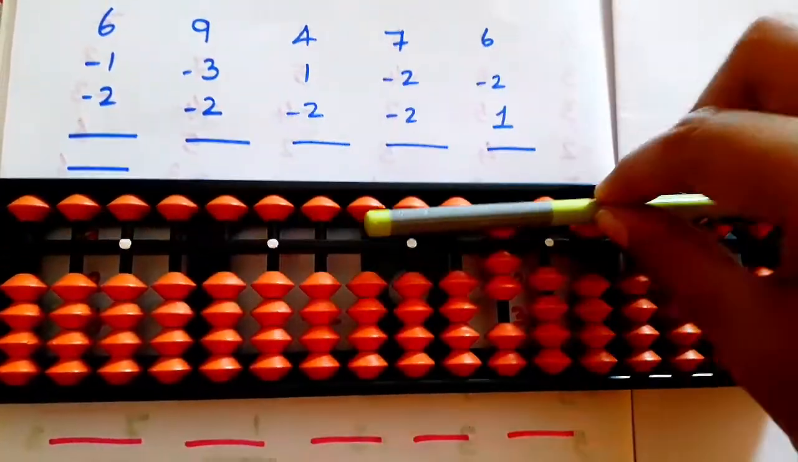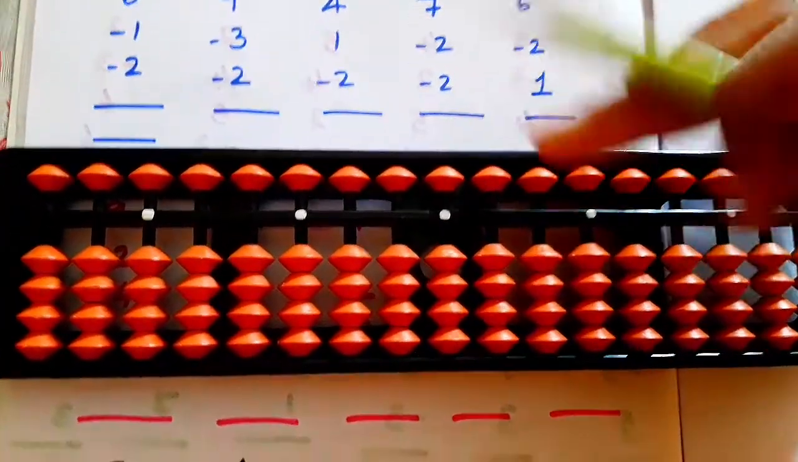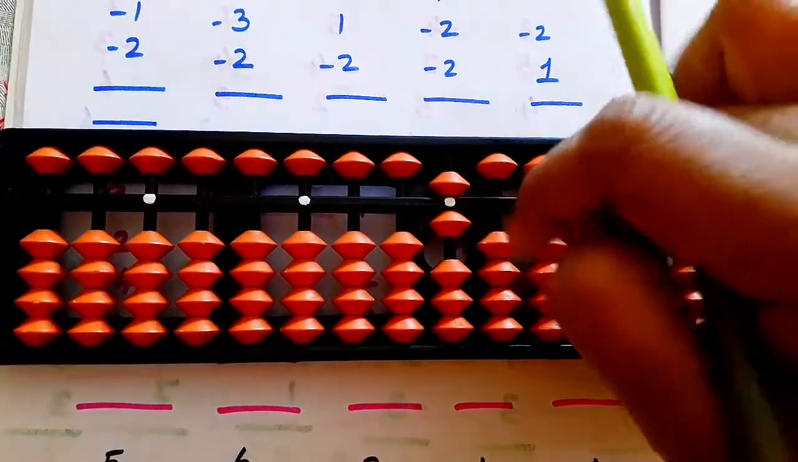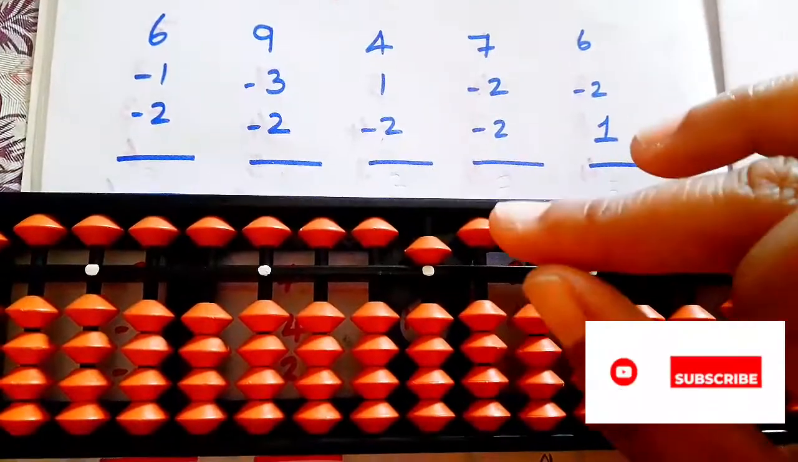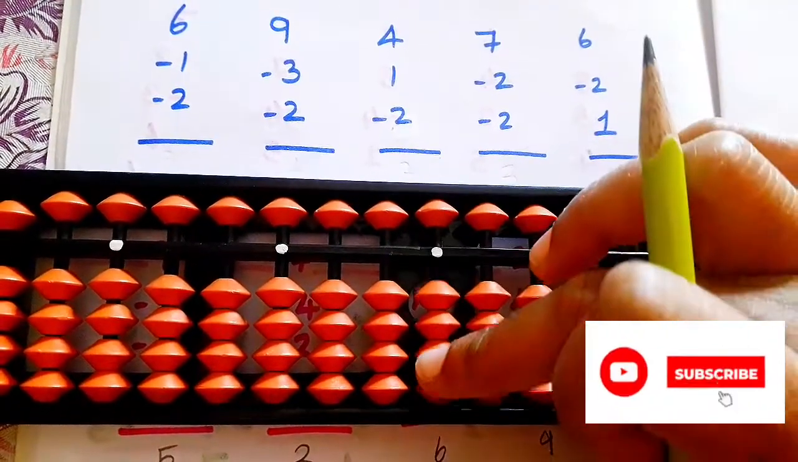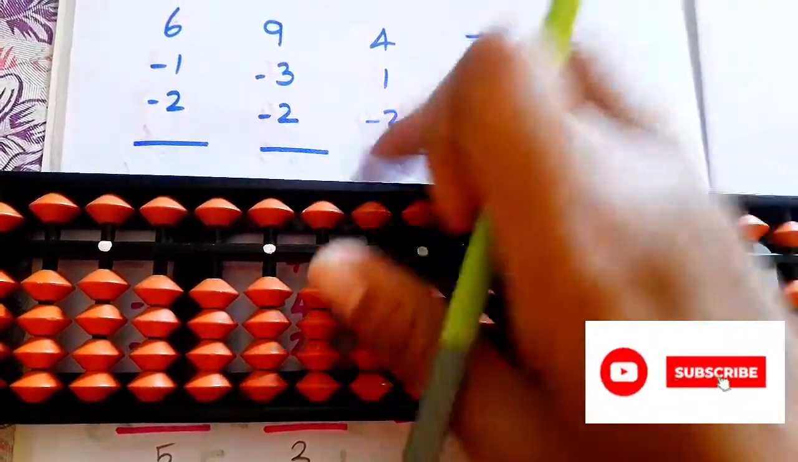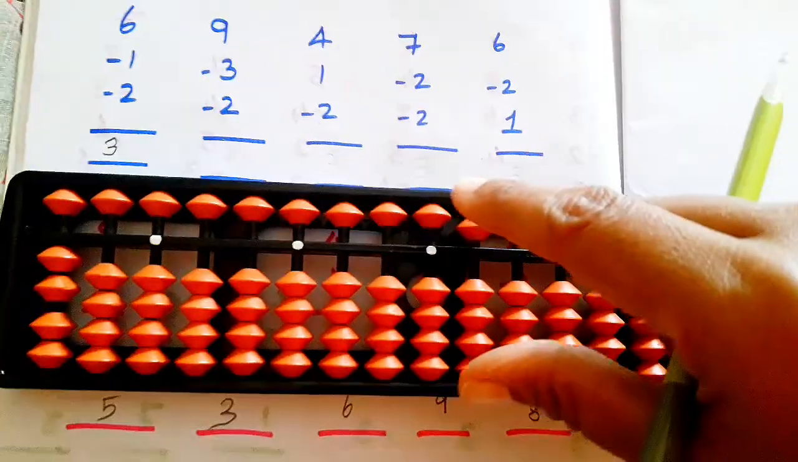So set 0 பண்ணிக்கோங்க. Next first number is 6, so 6. Next less 1, next less 2. Less 2 means partner of 2 is 3, so less 5, add 3. So what is the answer? Answer is 3. Set 0. Next number 9.